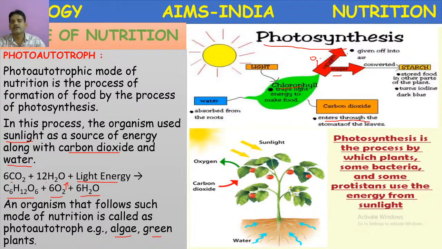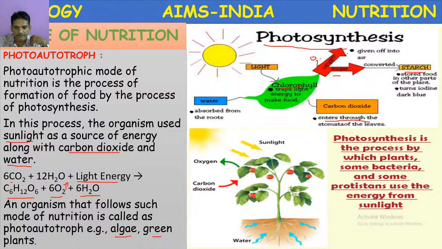But that sugar, if it stays in glucose form only, may be utilized in the leaf itself. So finally, this sugar is converted to starch, the stored food in other parts of the plant. So leaves are called food factories. After the production of food, sugar is converted to starch, and that starch is transported to different parts.